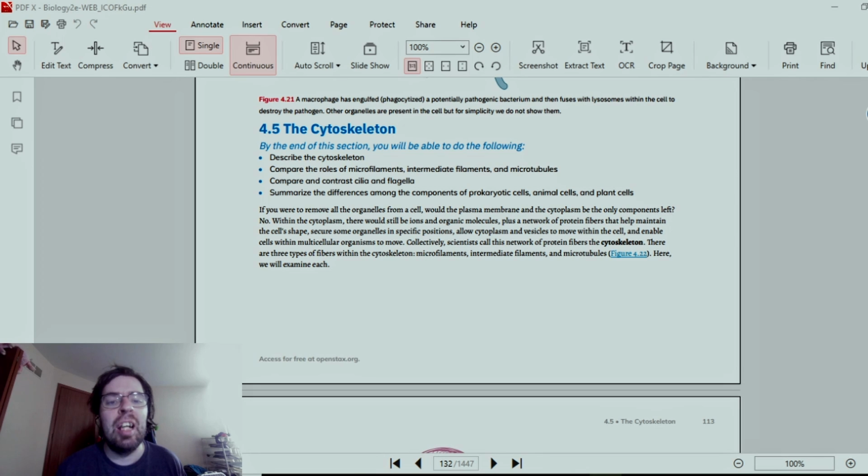Today's lesson is going to be on the cytoskeleton, which is essentially what keeps the cell together and helps it become one unit, as without it, it would just dissolve into mush, separate. So this lesson is going to be essentially about the function of the cytoskeleton, as well as the many parts that make it up.